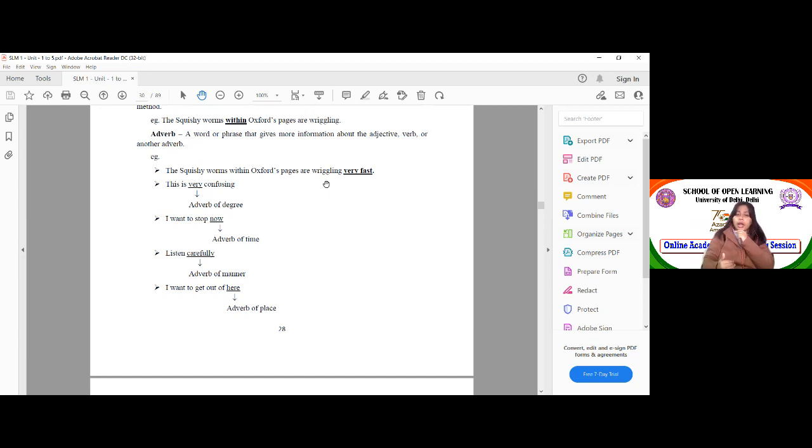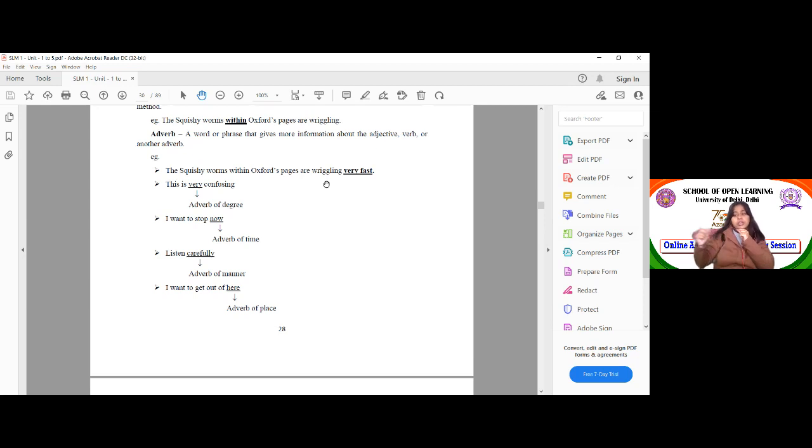I want to stop now, where you are emphasizing that abhi mujhe stop karna hai. You are adding emphasis, you are adding information. You're just not saying I want to stop. You are saying I want to stop right now. So you're adding more emphasis to time. So adverb, you are using the adverb of time. It is adding information to when you want to stop.